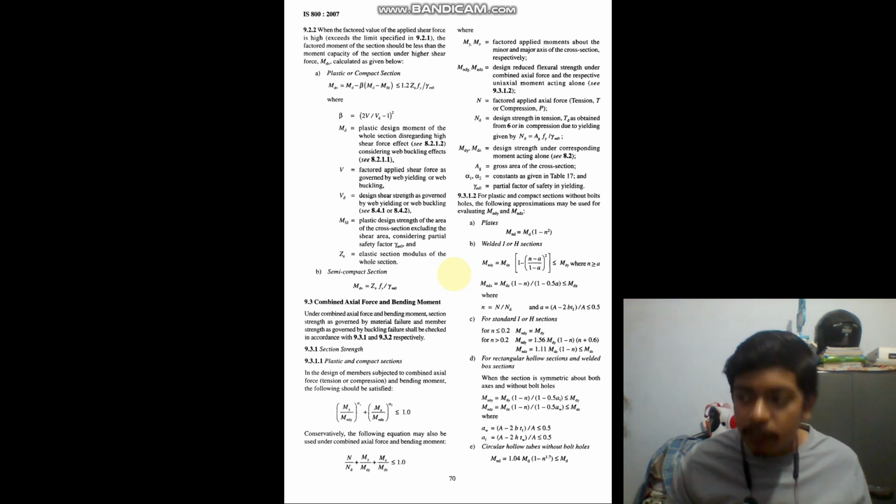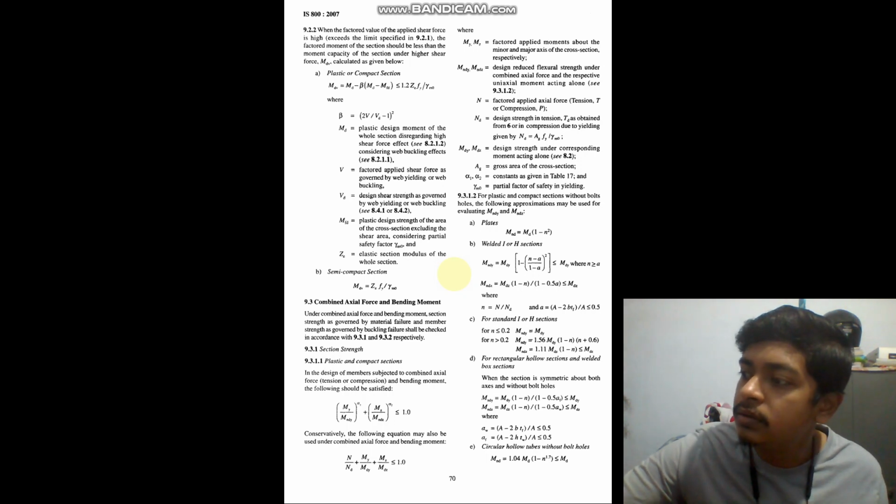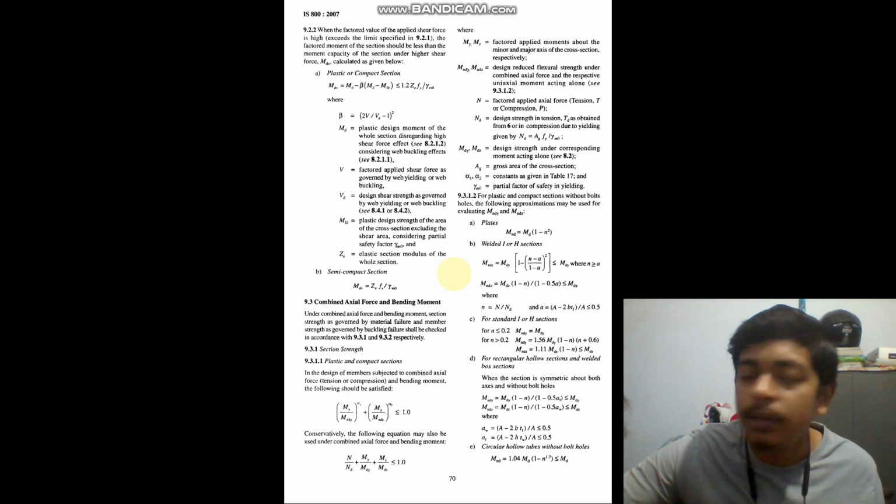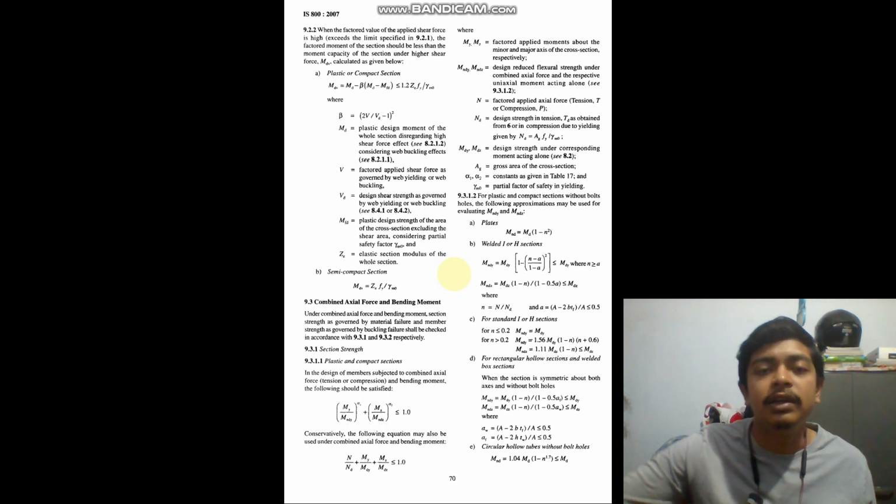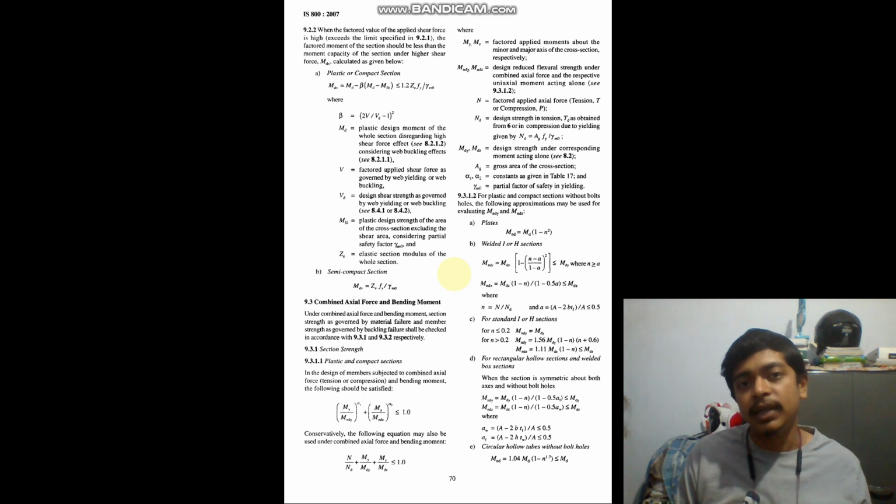In the next video, we'll try to address the topics such as web buckling, web crippling, and what are the deflection criteria in case of steel beam design.